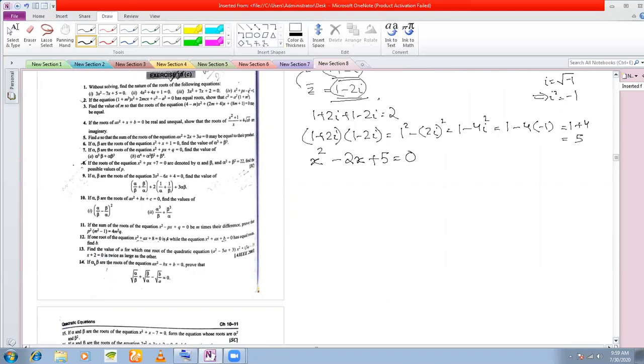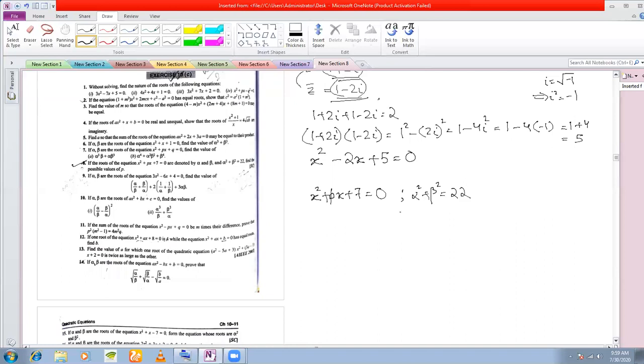Now see here. So look at number 8. If the roots of the equation x square plus px plus 7 equal to 0 are denoted by alpha and beta, and what is given to you is alpha square plus beta square is 22. Find the possible values of p.